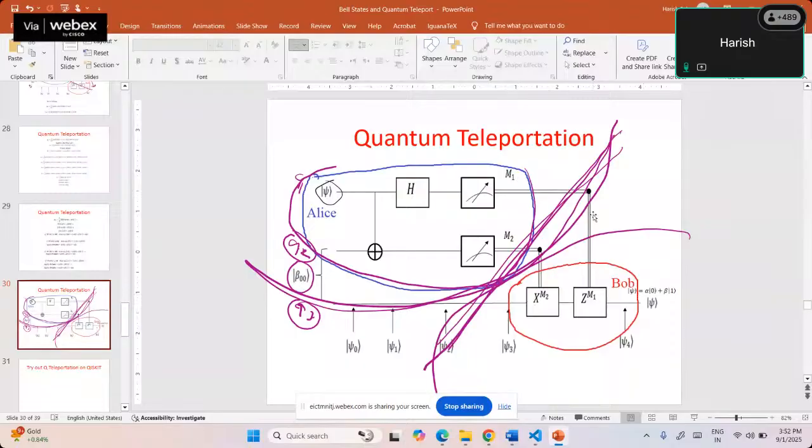So eavesdropping or some error can happen during the transmission of M1 and M2, because these 2 bits of information need to be sent through a classical channel. When it is being sent through a classical channel, it may be modified, maliciously or unintentionally. If it is modified, then Bob will not have the same thing. So yes.